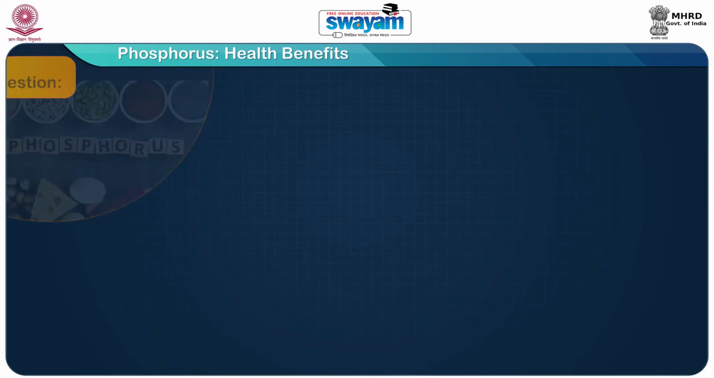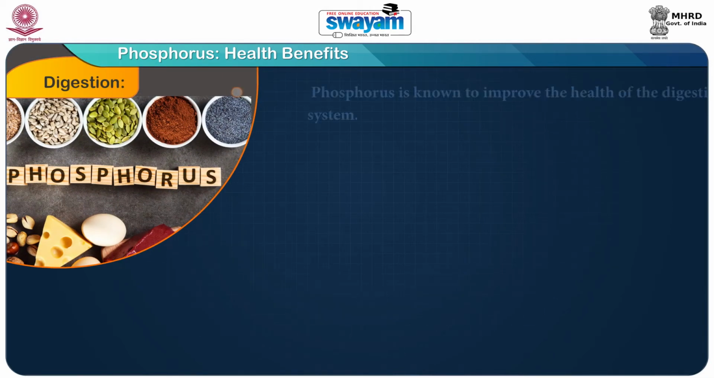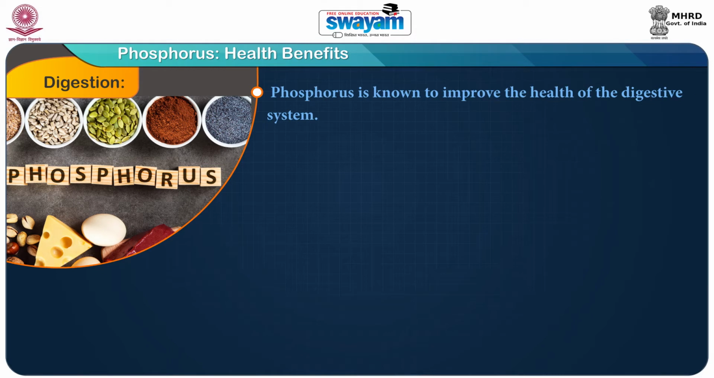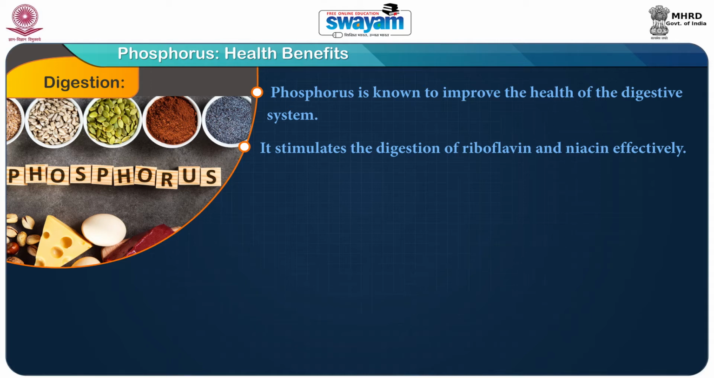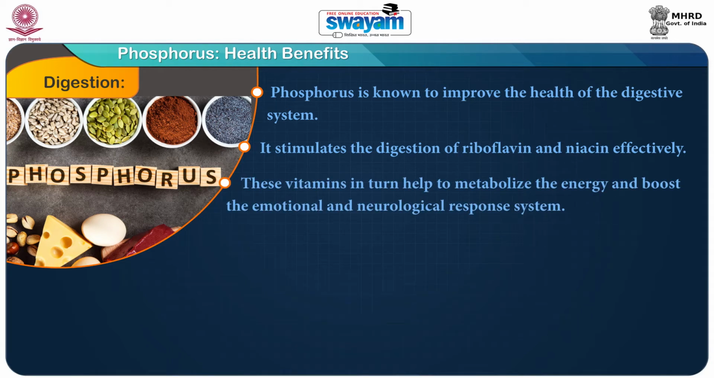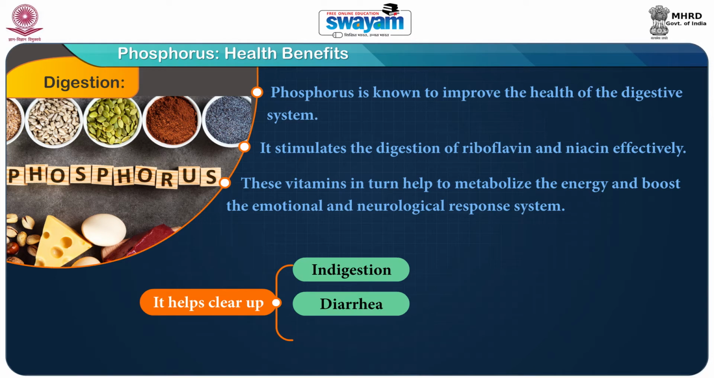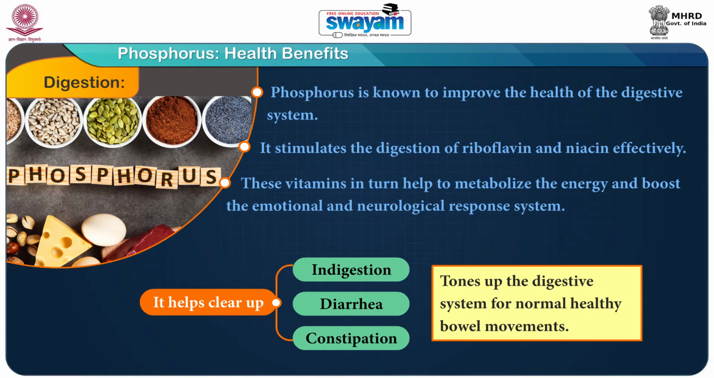Now, let us see, besides these physiological roles in the body, what are the health benefits of phosphorus? Phosphorus and digestion. Phosphorus is known to improve the health of the digestive system. It stimulates the digestion of riboflavin and niacin effectively. These vitamins in turn help to metabolize the energy and boost the emotional and neurological response system. It helps clear up indigestion, diarrhea, constipation, and in general tones up the digestive system for normal healthy bowel movements.